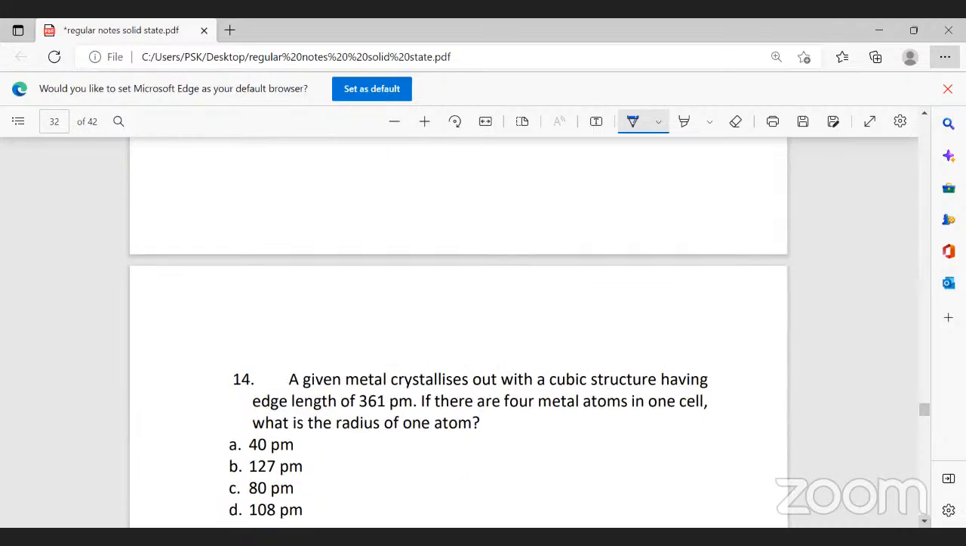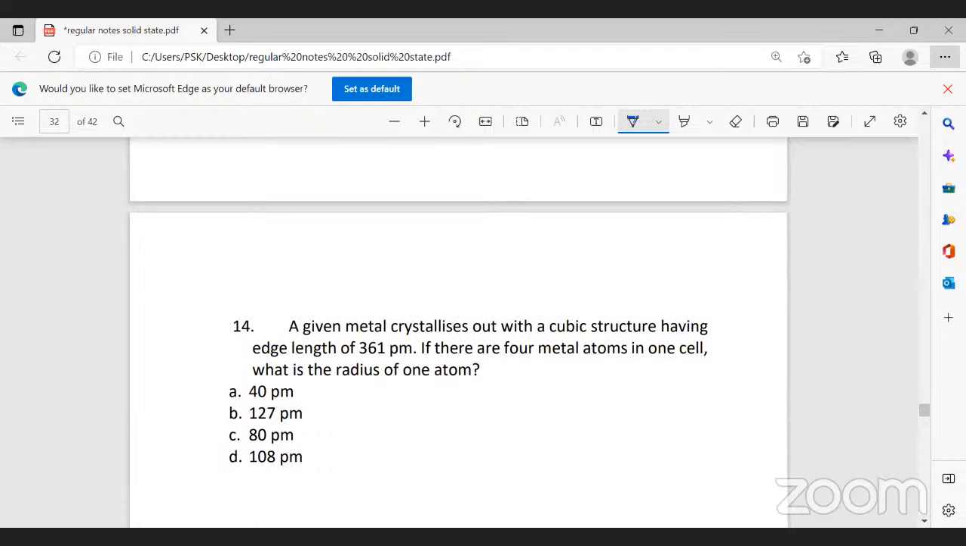A metal crystallizes out with a cubic structure having edge length 361 picometers. There are 4 metal atoms in one cell. What is the radius of one atom? See, the question is a little tricky. It is not a complex question, it's a tricky question. A given metal crystallizes out in a cubic structure having edge length 361 picometers. If there are 4 metal atoms in one cell, what is the radius of one atom?